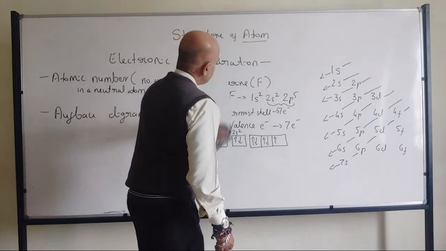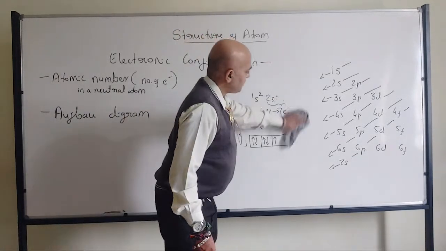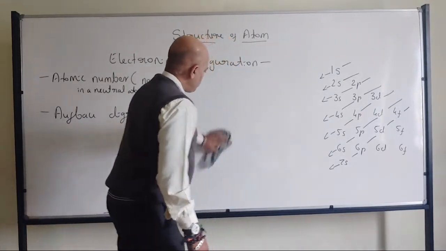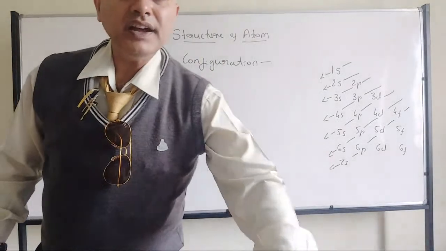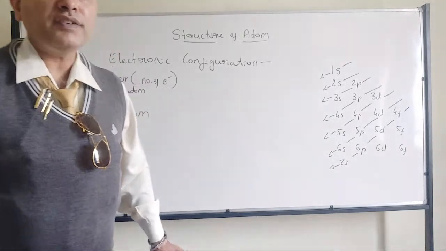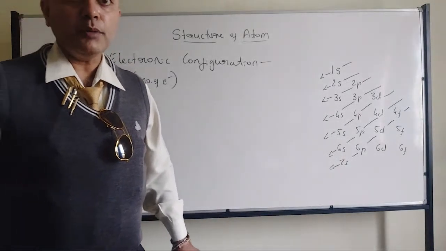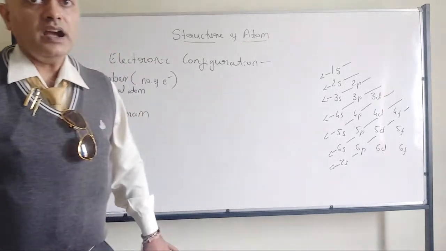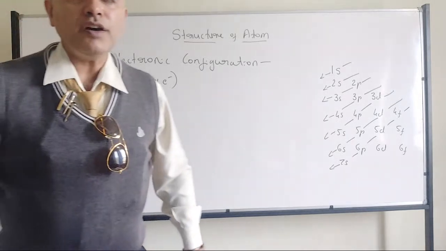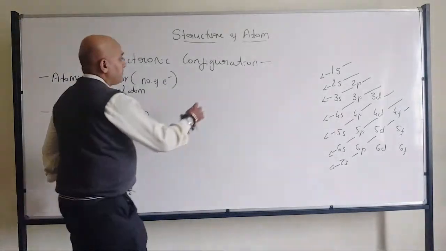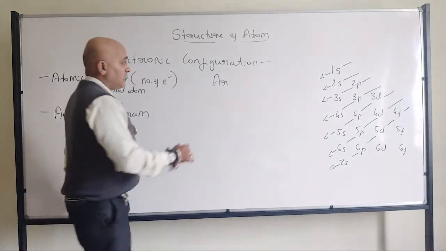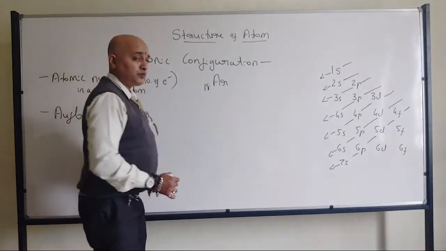Any doubts in this? That's how electronic configuration can be written. Can any one of you write the electronic configuration for argon with atomic number 18? Argon symbol is Ar, atomic number 18, I told.